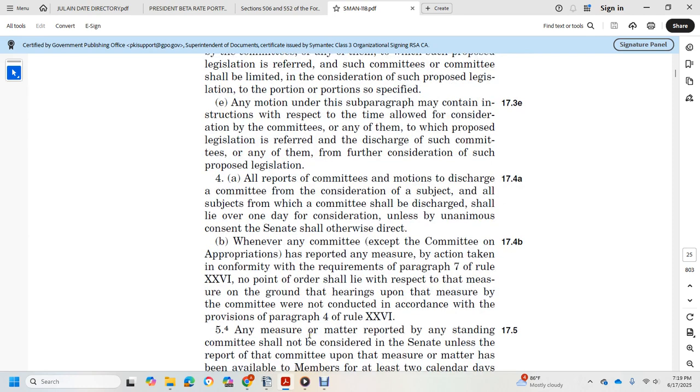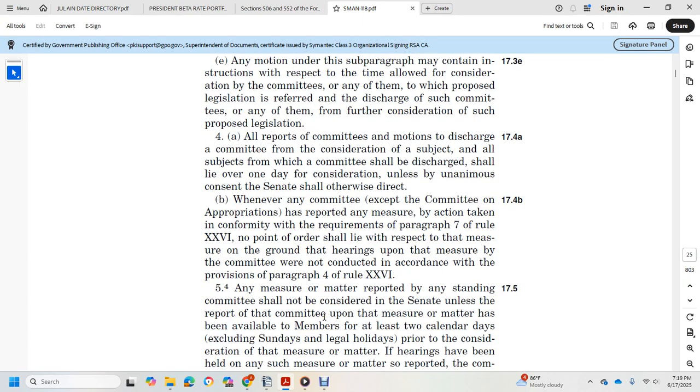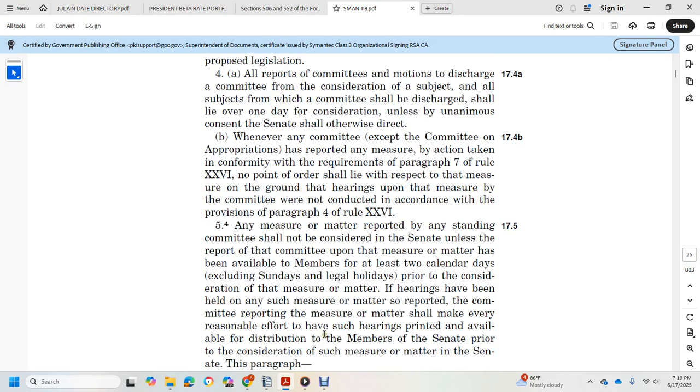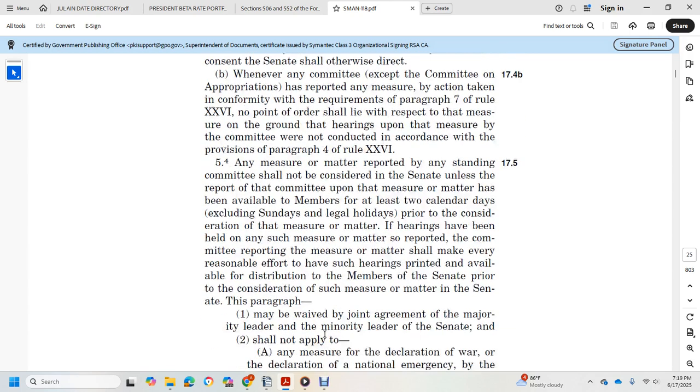Any measure or matter reported by any standing committee shall not be considered in the Senate unless the report of the committee on that measure or matter has been available to members for at least 2 calendar days, excluding Sunday and legal holidays, prior to the consideration of that measure or matter. If hearings have been held on any such measure or matter so reported, the committee reporting the measure or matter shall make every reasonable effort to have such hearings printed and available for distribution to members of the Senate prior to the consideration of such measure or matter.